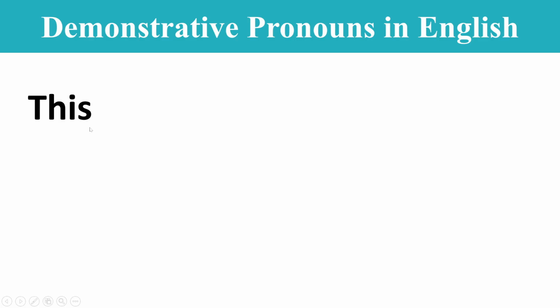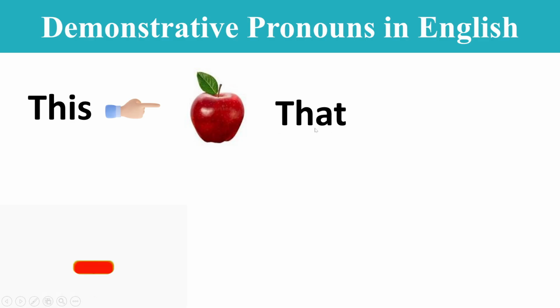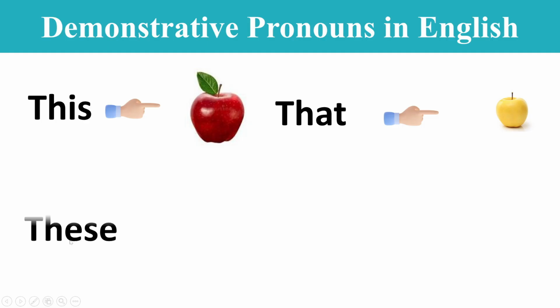This. This is a singular demonstrative pronoun. We use it to point at one thing, one person, or an animal which is near to us. That. We use that to point at one thing, one person, or an animal which is far from us. Use this to point at something which is near, but use that to point at something which is far from you.